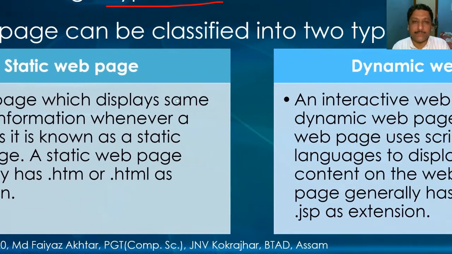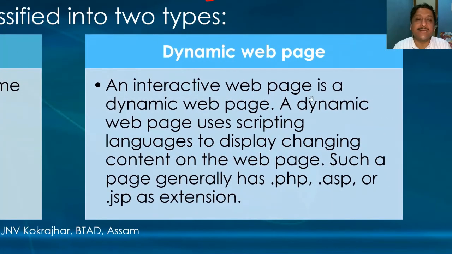Now what is a dynamic page? An interactive web page is a dynamic web page. A dynamic web page uses a scripting language to display changing content on the web page. Changing content means if you click some button, it will display another type of information. Some menu, some options, some searching system, those are known as dynamic web pages. And if messages or text change after some time, then this is also known as a dynamic page.